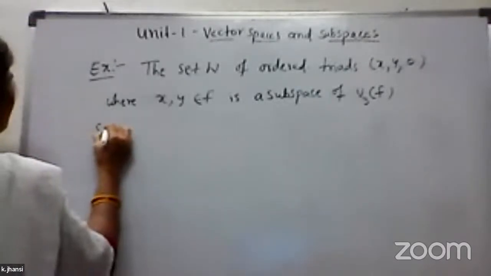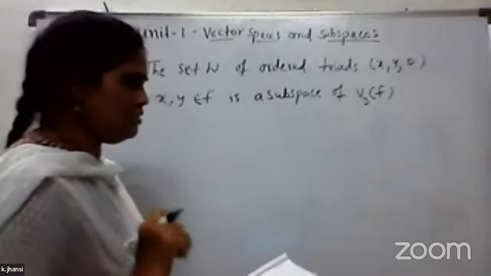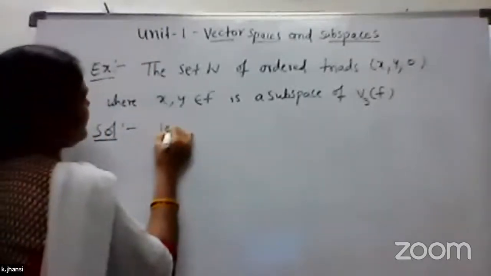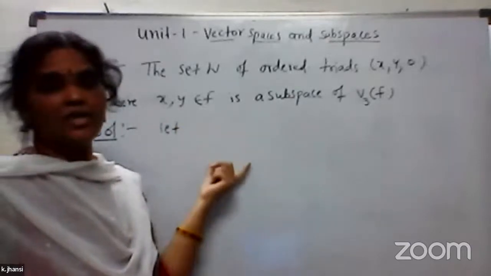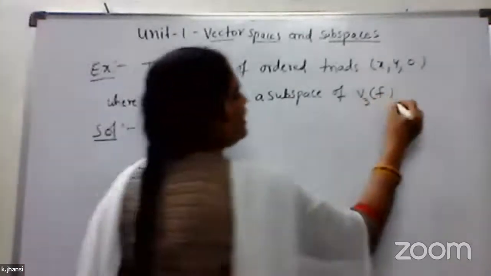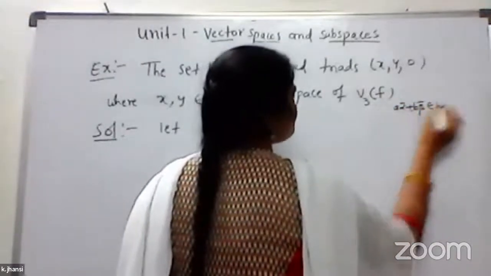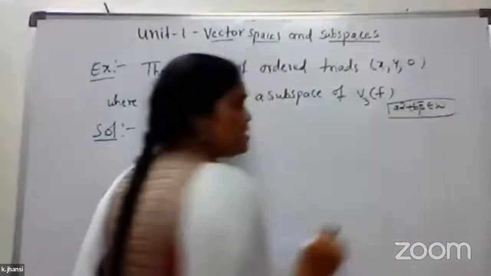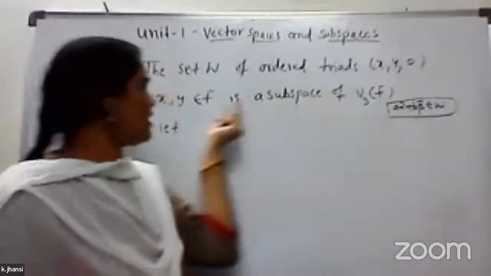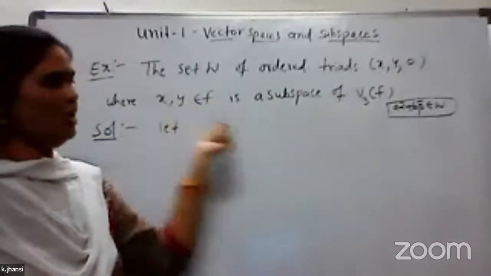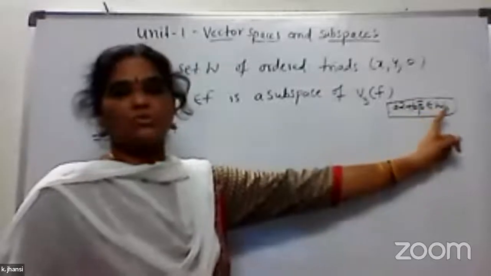The solution for this one is: we can take the third condition. The third condition is that if a alpha bar plus b beta bar belongs to W, then this W is a subspace of V. With the help of this necessary and sufficient condition, you can solve this problem. So here a alpha bar plus b beta bar should belong to W.